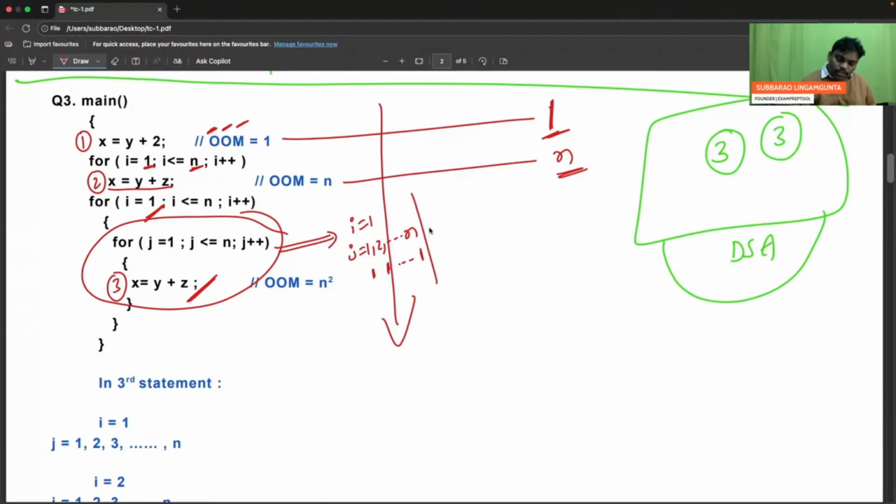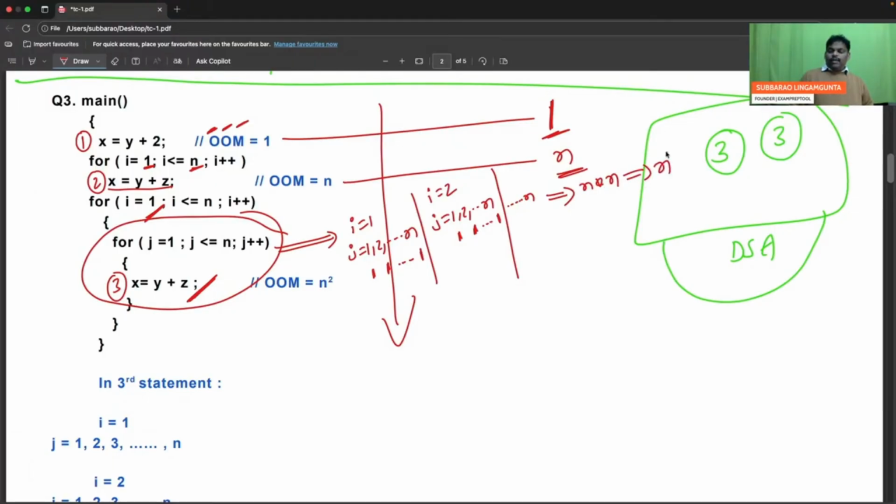I value 2, also check. J is equal to 1, 2, 3, and so on up to n. Each I value, the J loop is running, so every J value the statement will execute 1 time. Like that, it is also executing n times. So I value 1, the statement executes n times. I value 2, the statement executes n times. This story continues n times. So every time is n, like that n times, n into n, n square times. So the order of magnitude of the third statement is n square.